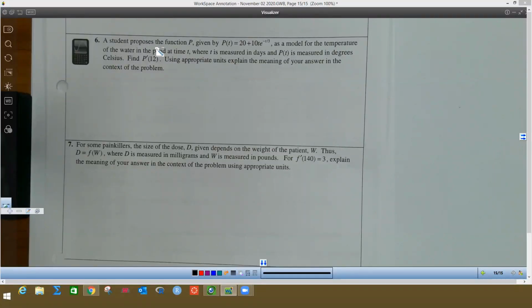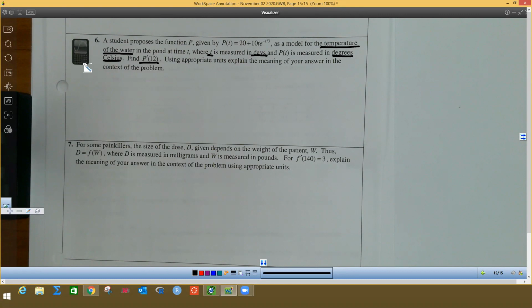Okay, so a student proposes, this is the 4.1 worksheet, by the way. A student proposes the function P given by P of t equals that stuff as a model of the temperature of water in a pond at time t, measured in days, so t is days. P of t is measured in degrees Celsius, that's the y value. We're supposed to find P prime of 12.